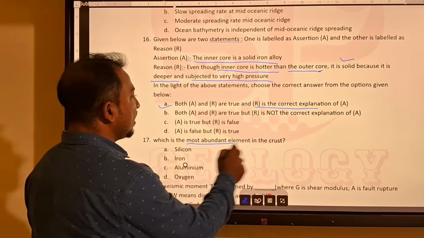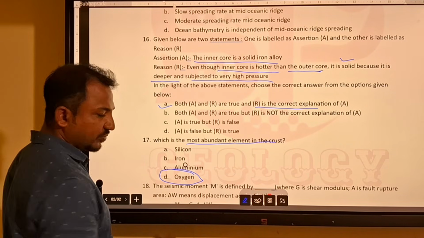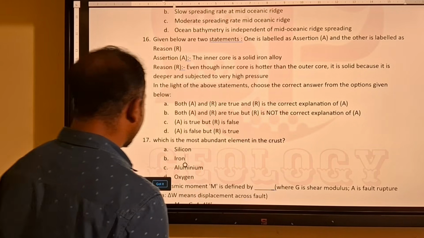Then, which is the most abundant element in the earth's crust? Already discussed, it is oxygen. This is very important. First oxygen, then silicon, then aluminum, then iron.